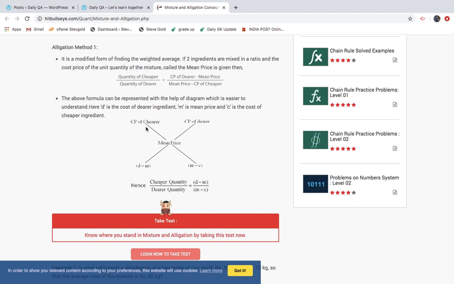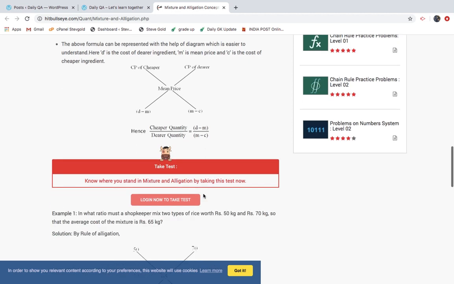And how do we get this mixture of mean price? By mixing these cost prices. That is, in what quantity we want to mix these varieties to get the mean price. That is defined as the quantity of the cheaper by the quantity of the dearer will be D minus M divided by M minus C.